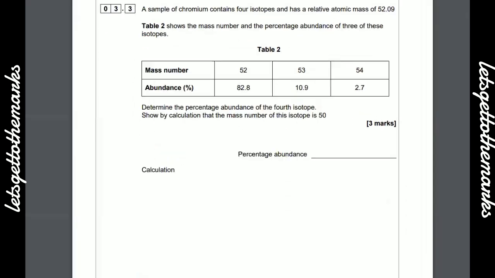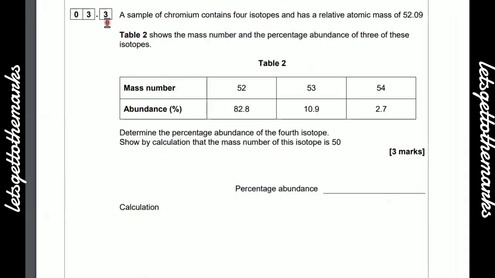Okay, looking at a relative atomic mass question here for A-level chemistry. So 3.3, a sample of chromium contains 4 isotopes and has a relative atomic mass of 52.09. Table 2 shows the mass number and the percentage abundance of 3 of these isotopes. So we've got 52, 53, 54 and their relative abundances. We then have the question, determine the percentage abundance of the 4th isotope.